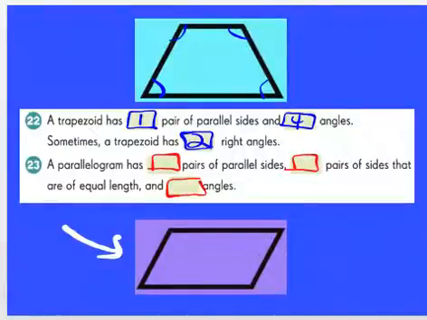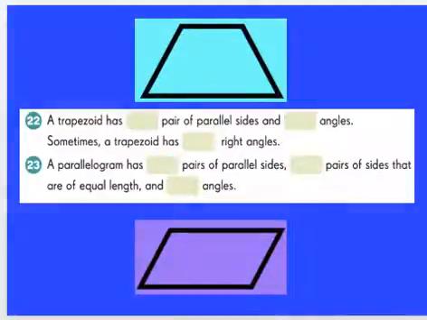Okay, a parallelogram has 2 pairs of parallel sides, just the way that a rectangle did. There's 1, there's 2. It also has 2 pairs of sides equal in length, just like the parallel sides. This one's equal to this one, this one's equal to this one. And then how many angles? 4, because it is still a quadrilateral. Nice job.